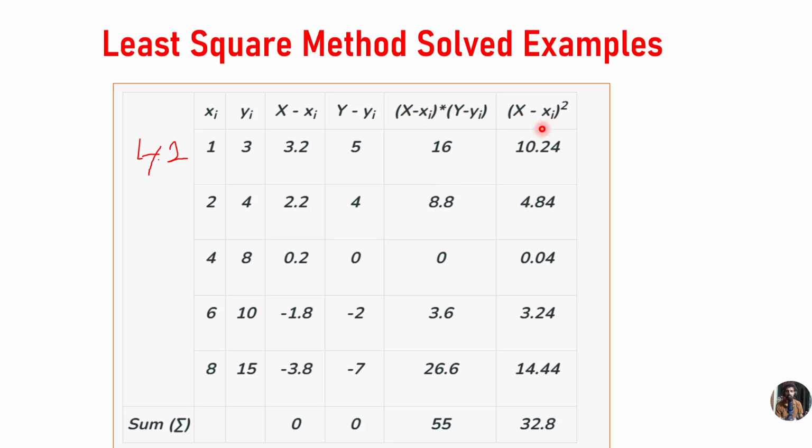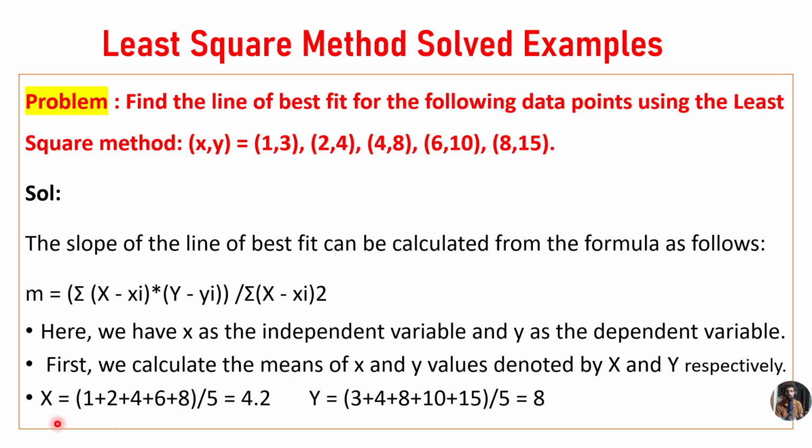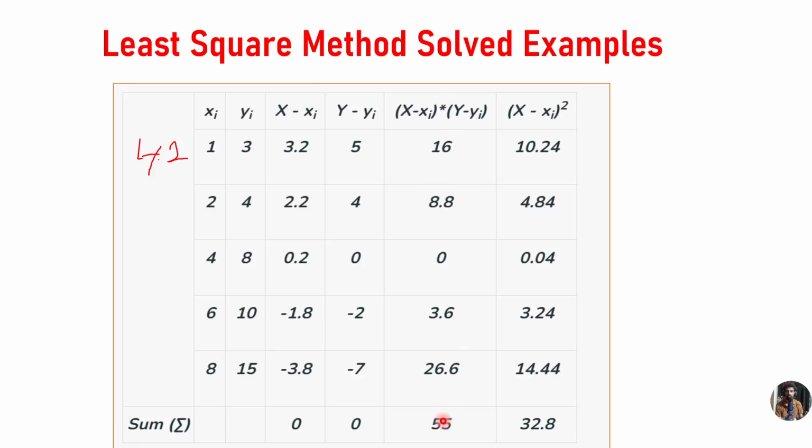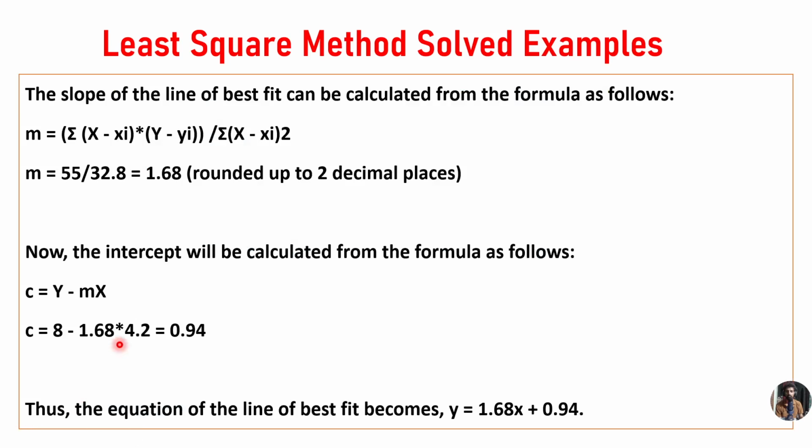So we received this value and this value. Now we need to do the division. Observe: the final value of this one is 55, and the final value of this one is 32.8. When we do the division, we get the final answer as 1.68.